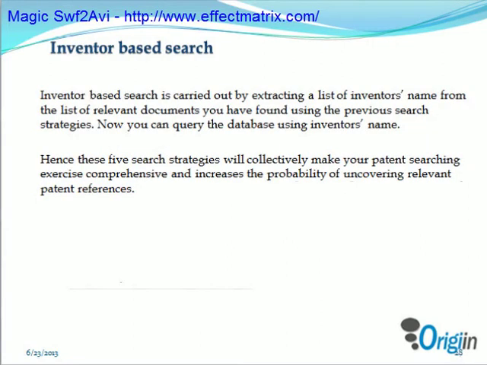Now the assignee based search is followed by the inventor based search. Inventor based search is carried out by extracting a list of inventors' names from the list of relevant documents you have found using the previous search strategies. Now we can query the database using the inventor's name. Hence, these 5 strategies will collectively make your patent searching exercise more comprehensive and increase the probability of uncovering the relevant patent references.